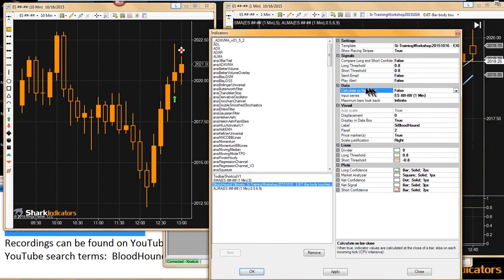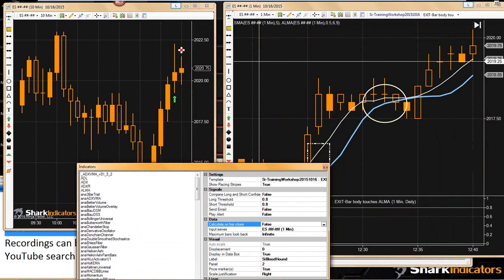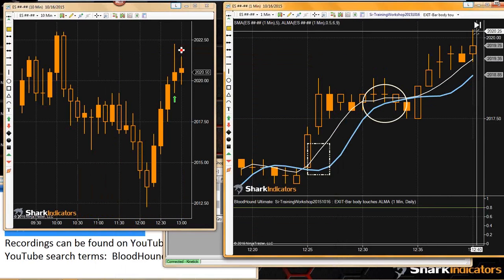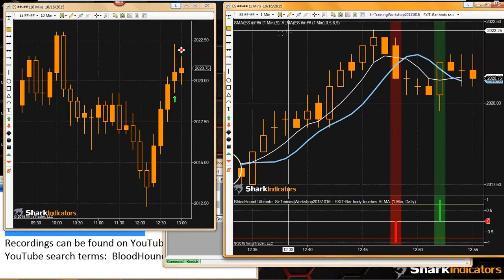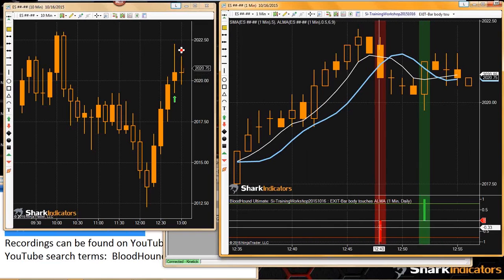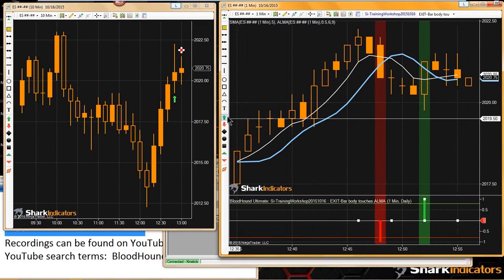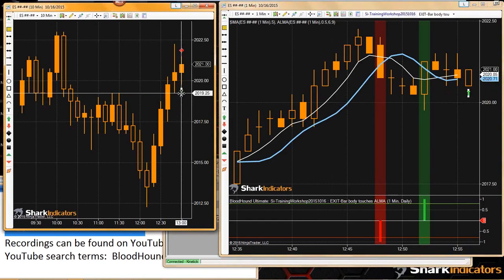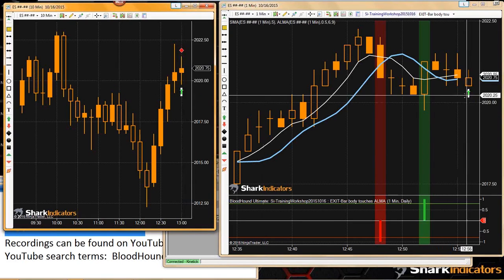And that also means that if I set that to false, it also applies to the chart that BloodHound is on. BloodHound is on this 1 minute chart, so NinjaTrader is going to be giving you the price data for the bar that's currently building there as well. So NinjaTrader will give you the price data for both of the bars that are building.